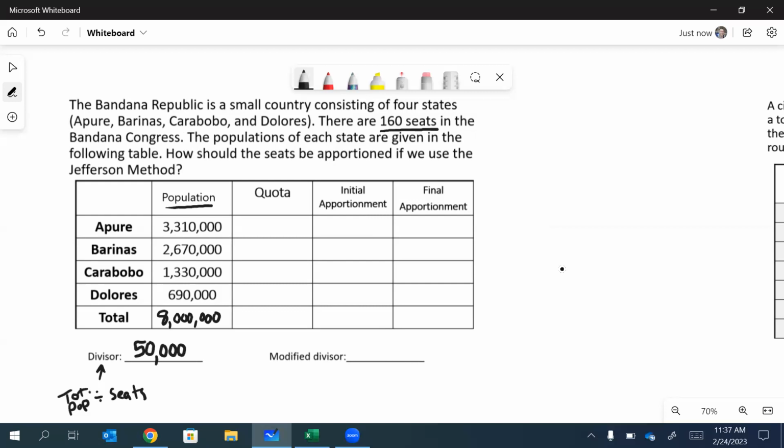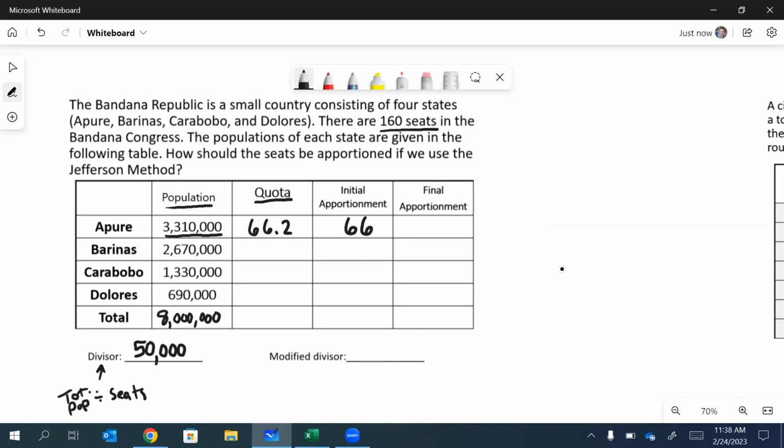Okay. So I'm going to go ahead and go through all the steps, though, even though you're going to see later on I have to redo all of it. So now I figure out the quota, and that's done by taking the individual state population. I'm going to take Apure's population and divide by the divisor. So 3,310,000 divided by 50,000, that will be 66.2. And that means that I just have 66 seats there.